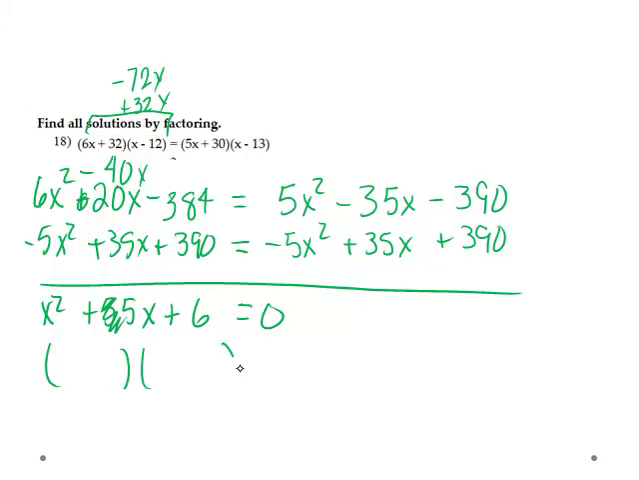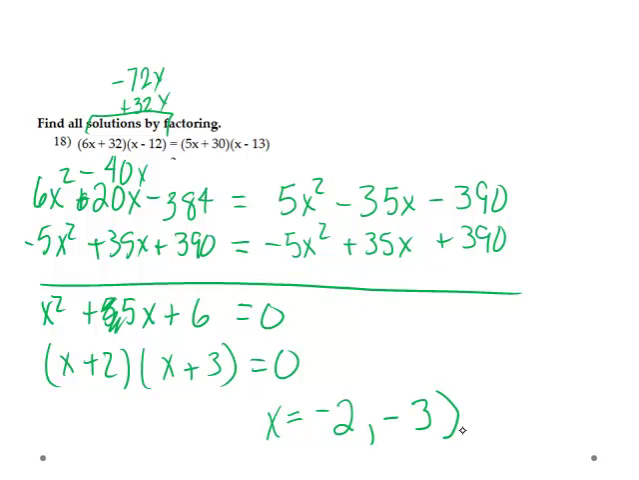What two numbers multiplied equal 6, added equal 5? x plus 2, x plus 3 equals 0. So x equals negative 2 or negative 3. Oops, that makes it look like an ordered pair, doesn't it? Yeah, it's important that you get those middle terms right. I shouldn't have gone so fast.